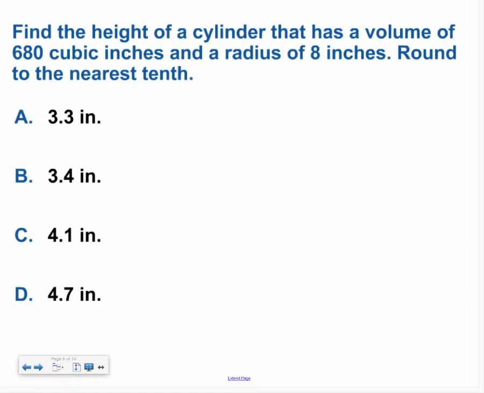Okay, try setting this problem up the same way, where you have your volume over pi r squared. See what you end up with. Hopefully you ended up with 3.4 inches. If not, again, ask for help.